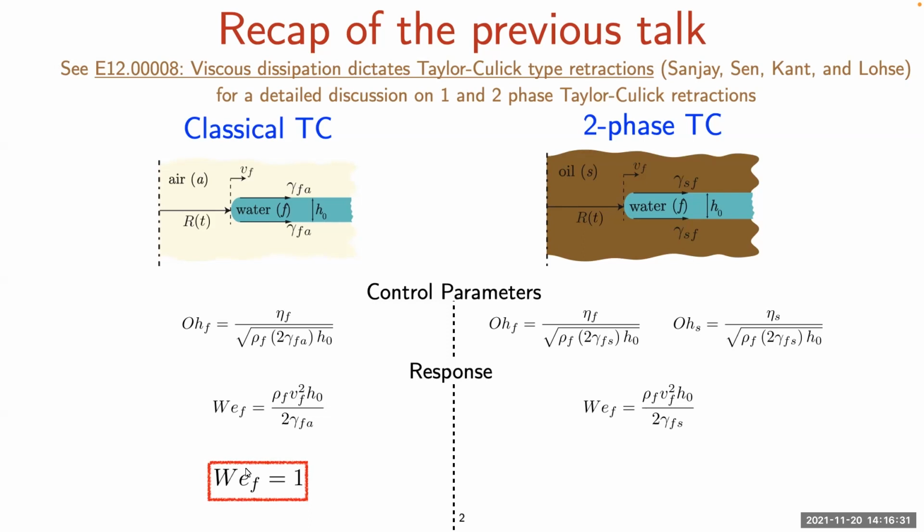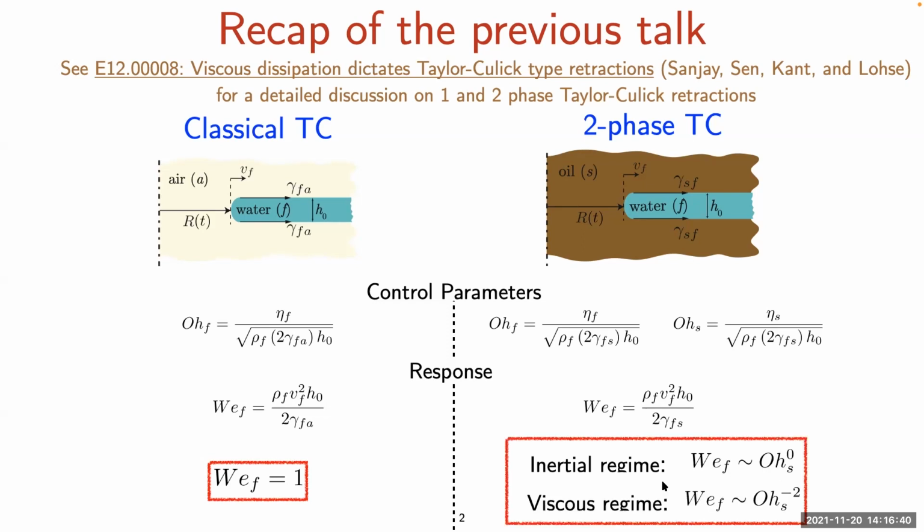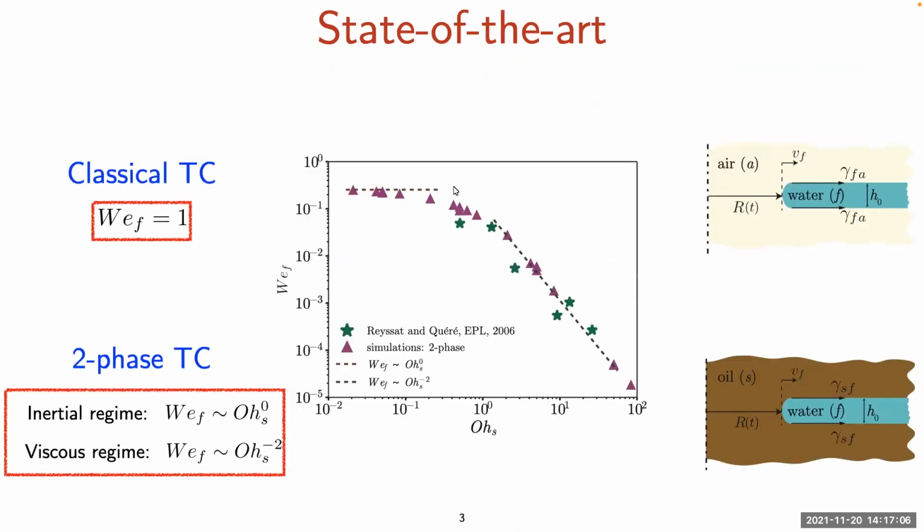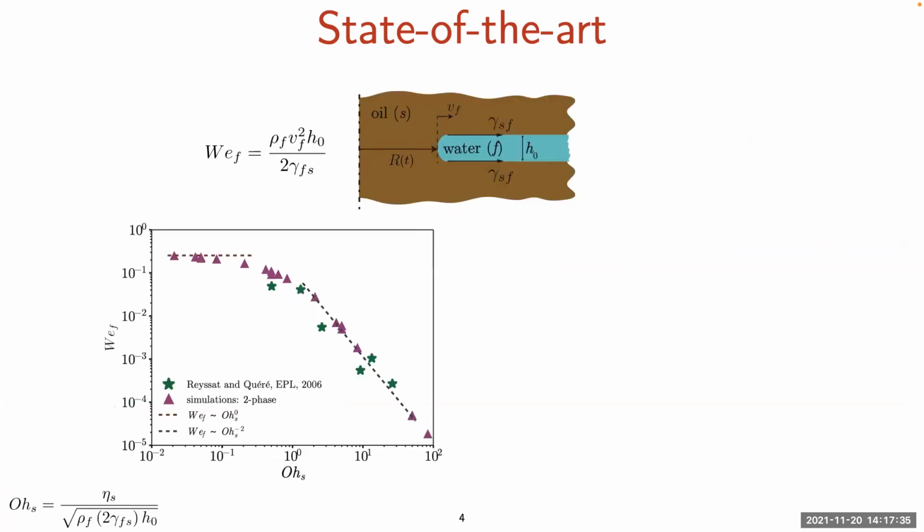For the classical case, the Weber number of the film is identically 1, while for the two-phase case, we have an inertial regime where the Weber number is independent of the Ohnesorge number, and a viscous regime where the Weber number goes as 1 over Ohnesorge number squared. So we can define a Weber-Ohnesorge phase map where the classical Taylor-Culick regime is given by this line, same as the inertial part of the two-phase Taylor-Culick regime, while the viscous two-phase Taylor-Culick retraction is given by this line here. It's given by Weber goes as 1 over Ohnesorge squared. So this is the state of the art.